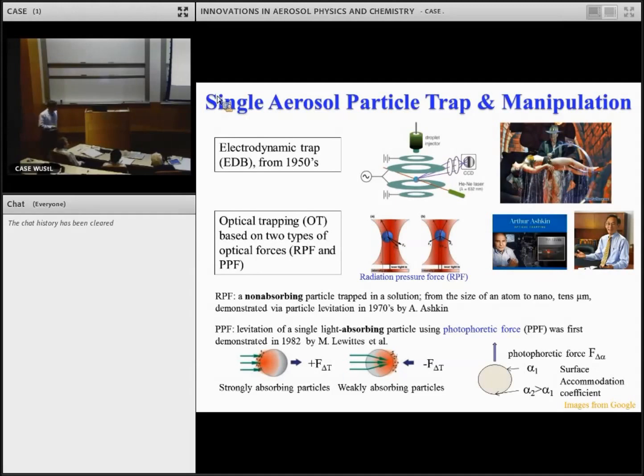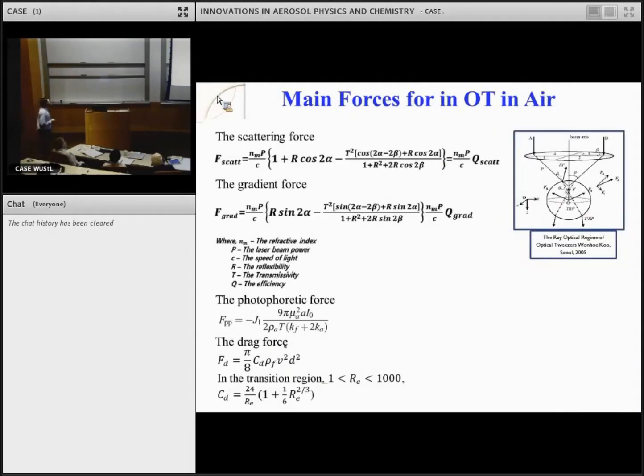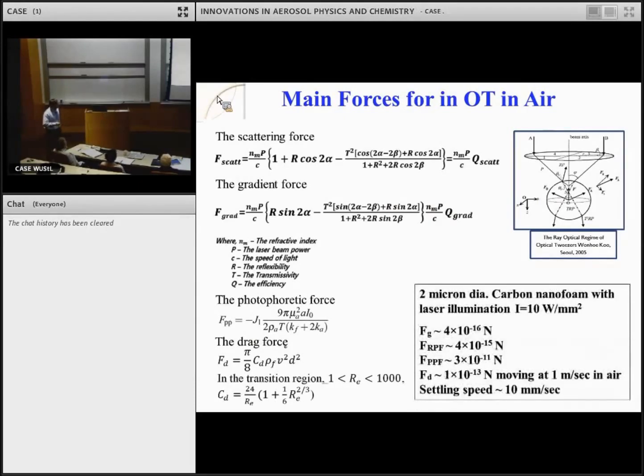In general, the radiation pressure force and the photophoretic force are very small. We are talking about 10 to the minus 11 to 10 to the minus 15 newtons. If we look at a light-absorbing carbon particle as an example, the photophoretic force can be 10,000 to 100,000 times larger than the radiation pressure force in many cases for light-absorbing particles. If we are thinking about a particle trapped in air, we also consider the gravitational force, the drag force, and even the free convective force, all to be considered to balance the particle in the air.